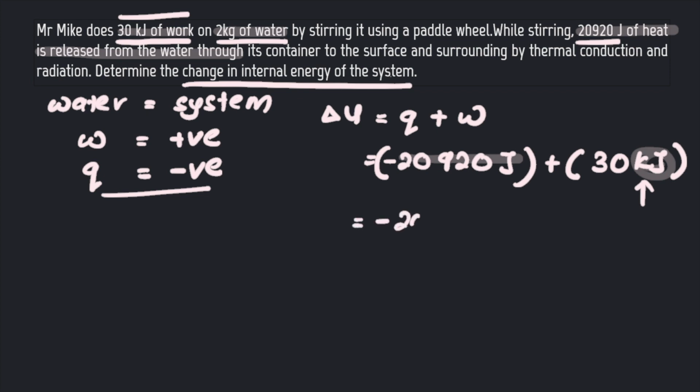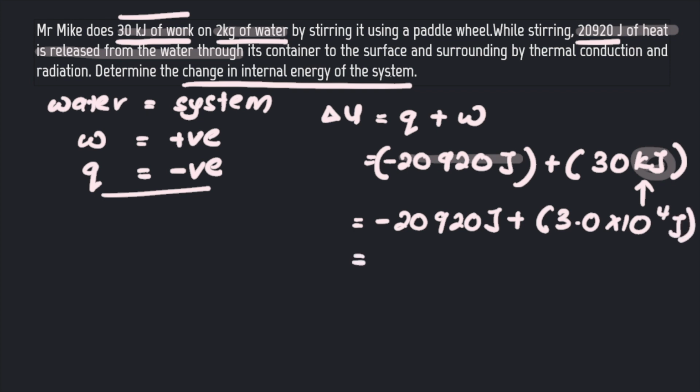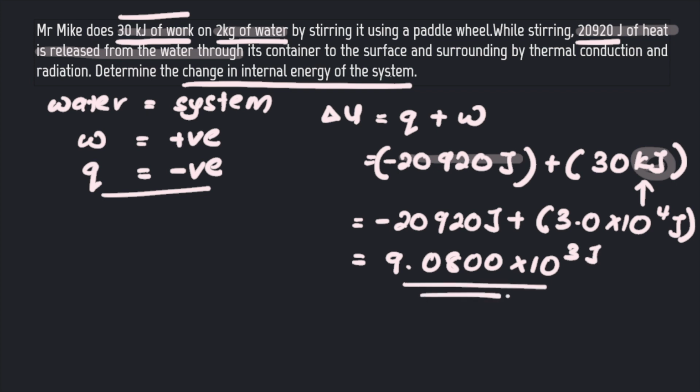So negative 20,920 joule plus 3.0 times 10 to the power of 4 joule is equivalent to 9.0800 times 10 to the power of 3 joule. So this is the final answer for the first question.